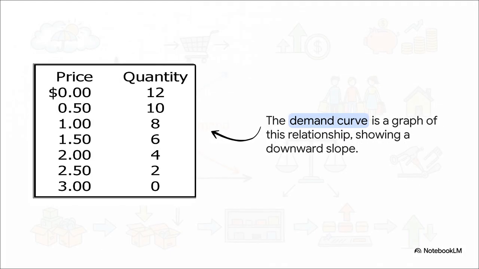Now, if we take those points from the table and plot them on a graph, we get this, the demand curve. See that? See how it slopes down from left to right? That's the law of demand, right there in visual form. As the price, which is on the vertical line, goes up, the quantity people want, on the horizontal line, goes down.